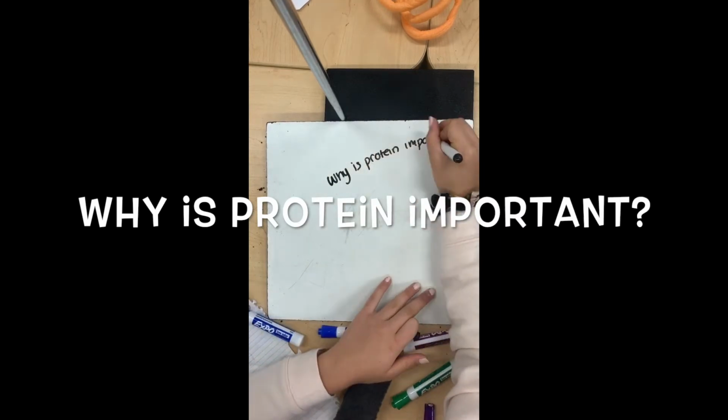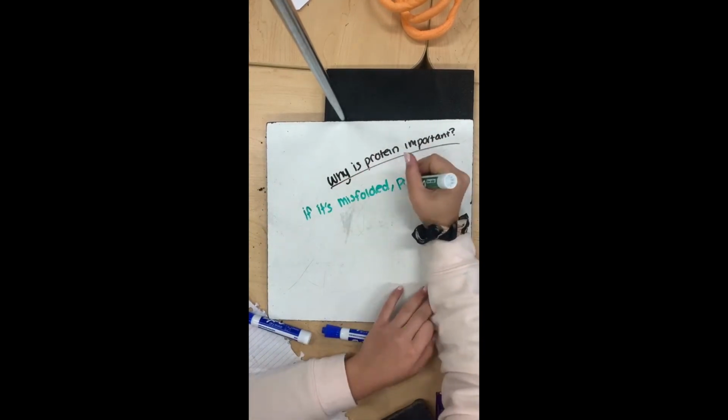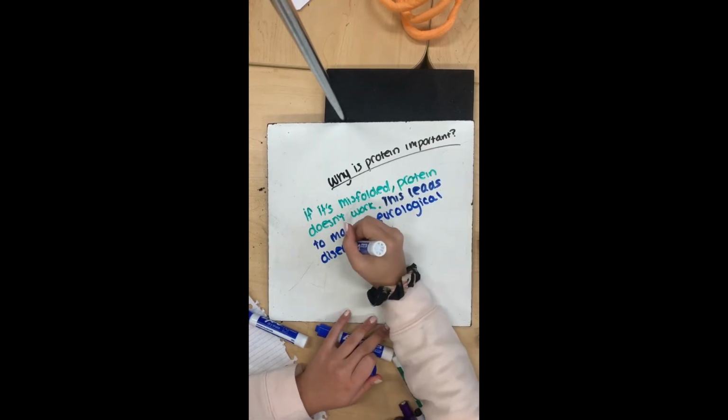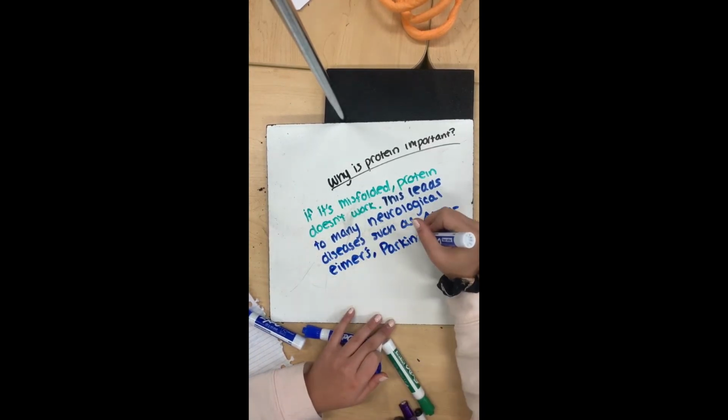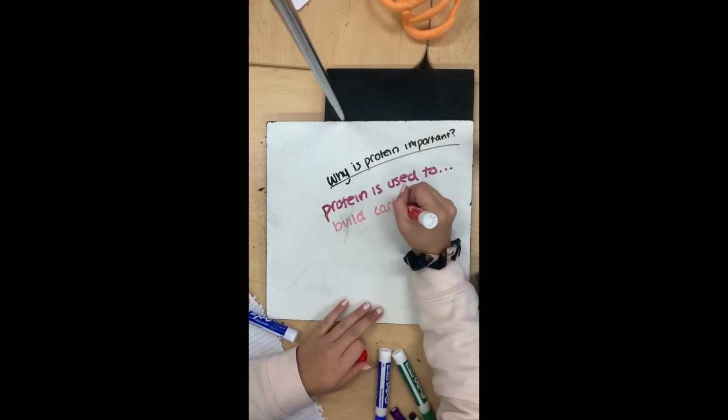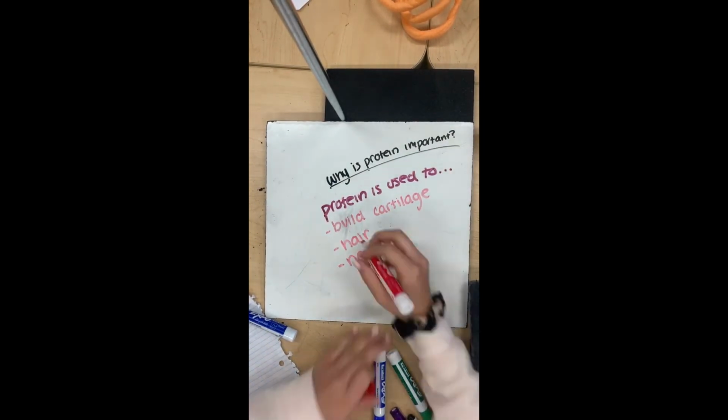Why is protein important? Protein is important because if it is misfolded, then it doesn't work. And this leads to many neurological diseases such as Alzheimer's, Parkinson's, and ALS. Also, protein is used to build cartilage, hair, nails, skin, and blood.